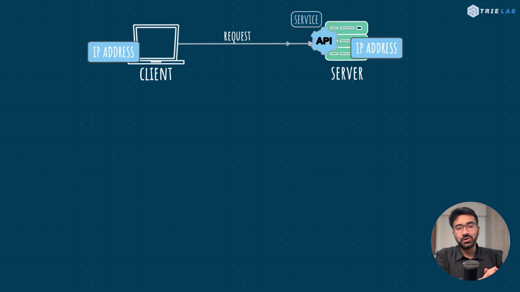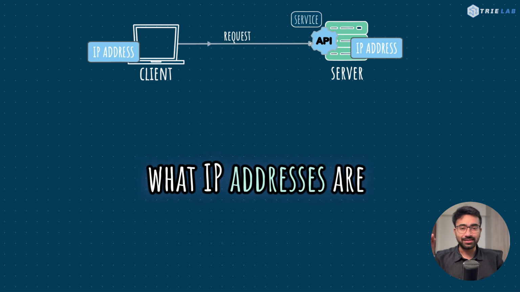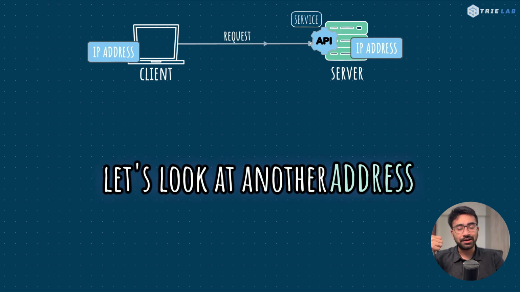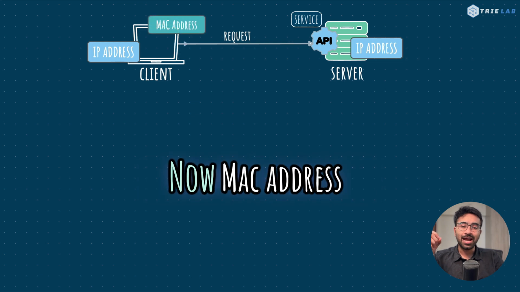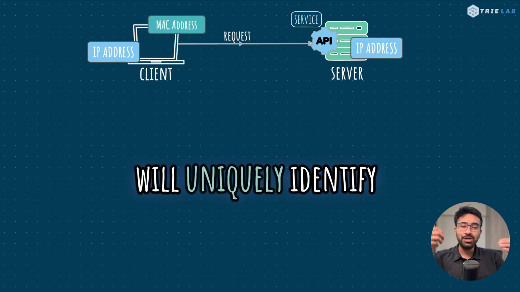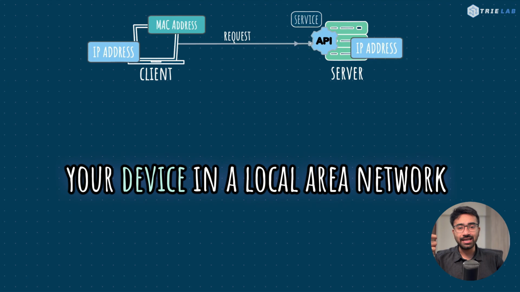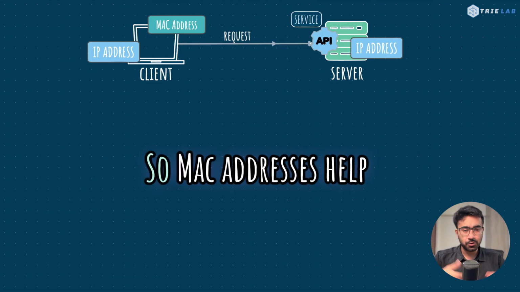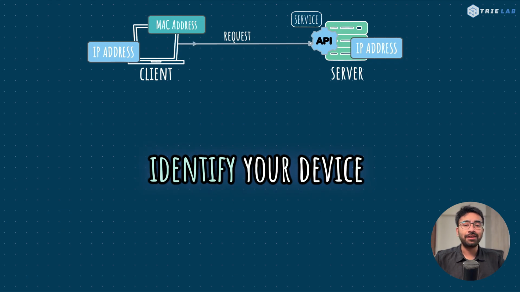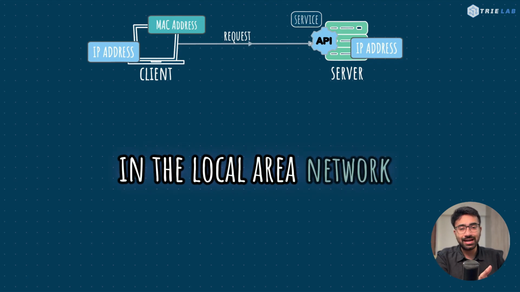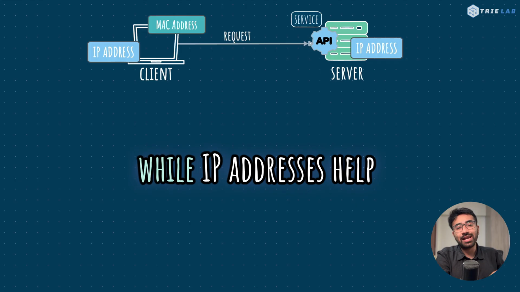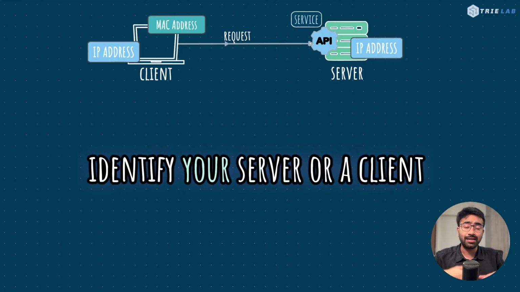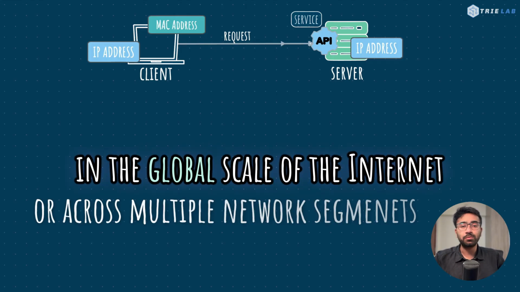Cool. Now that we understand what IP addresses are, let's look at another address, which is a MAC address. A MAC address will uniquely identify a device in a local area network or in a particular network segment. So MAC addresses help identify a device in the local area network, or on a local scale, while IP addresses help identify a server or a client on the global scale of the internet.